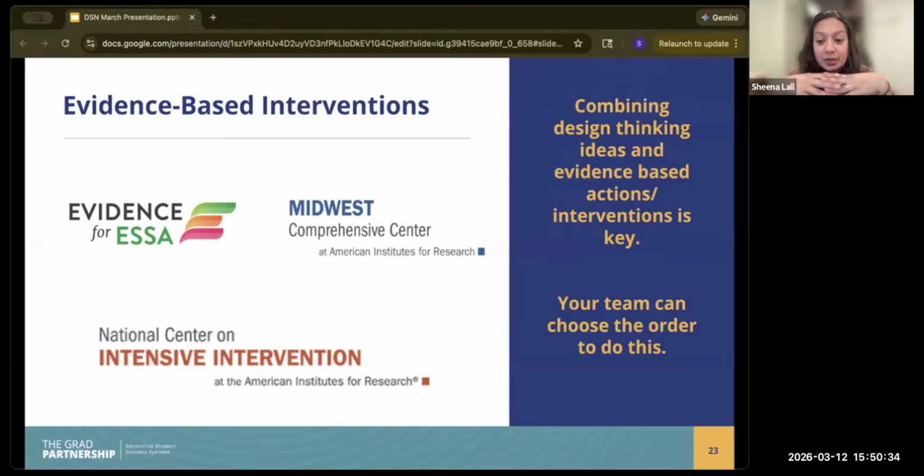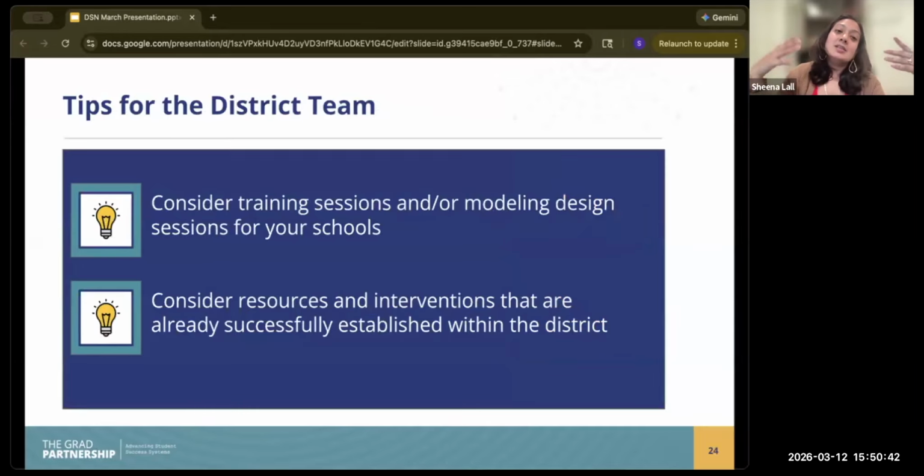So we tried to do both in most cases and make sure that students not only felt their voices were heard, but that we brought research and evidence into interventions. Tips for the district include considering training sessions or modeling sessions for your schools if you're going to do human-centered design or whatever you choose as student voice.